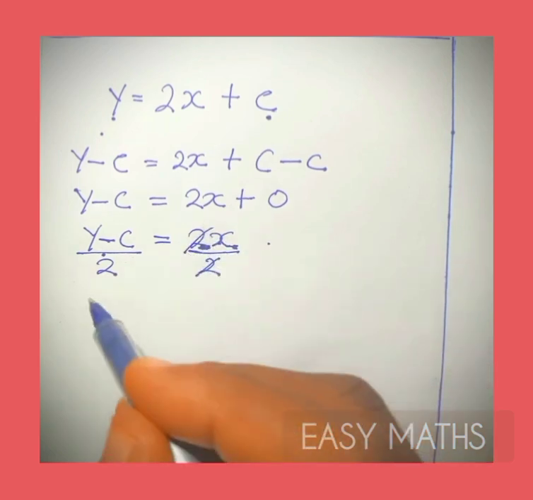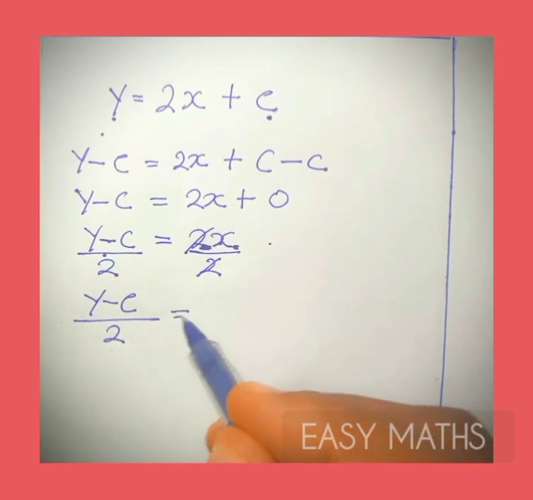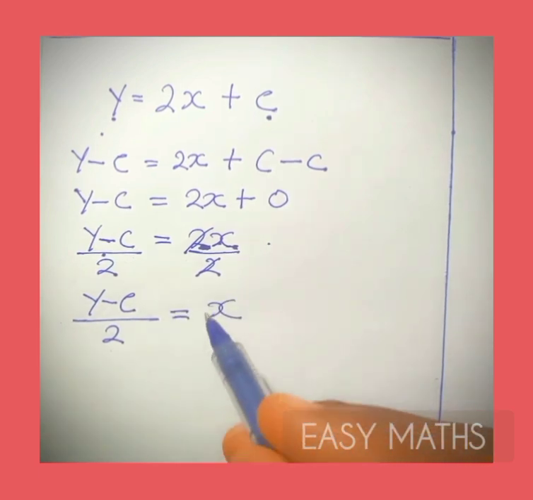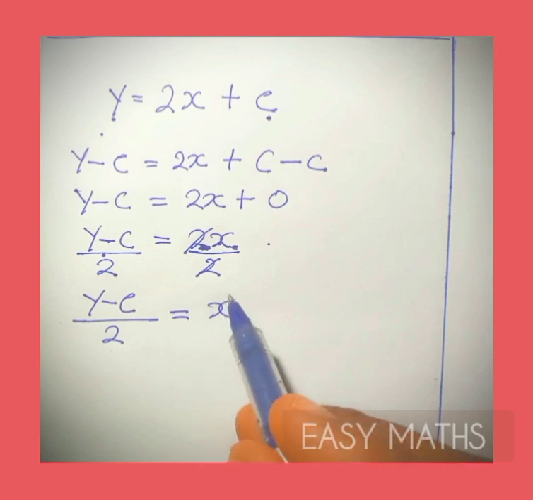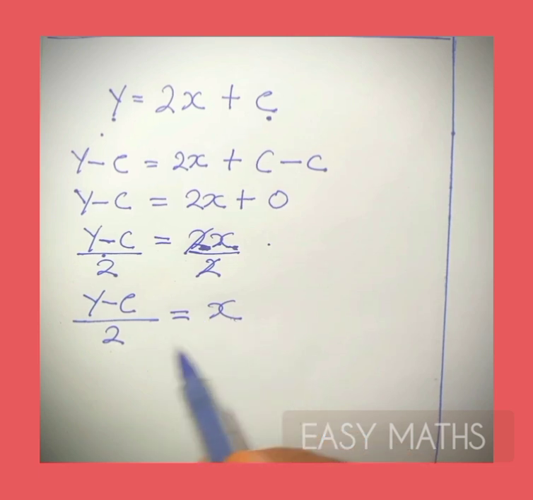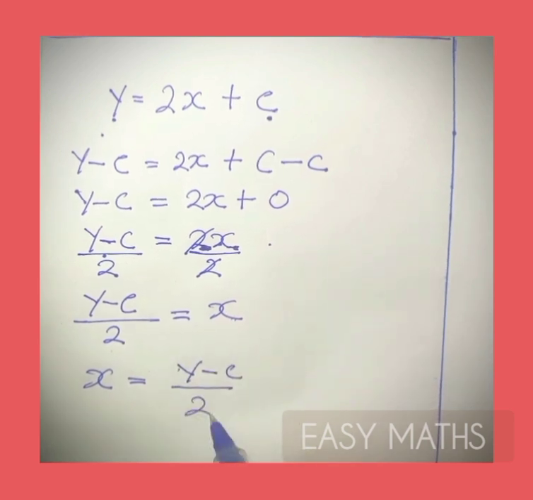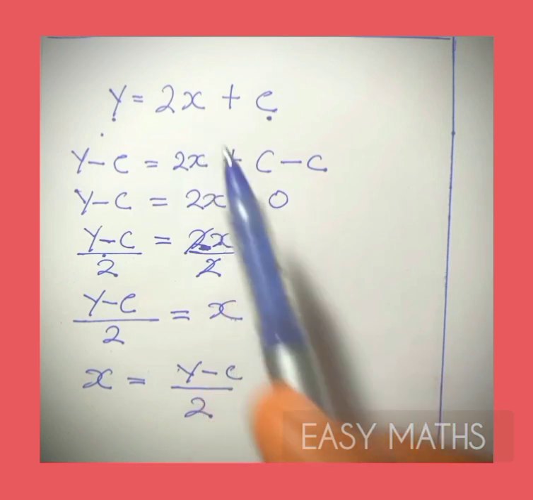2 cancels 2, and we have y minus c all over 2 equals x. So you can see that we now have only x on one side. The conventional way to write formulas is to make sure that the subject is always on the left hand side. So we can rewrite this equation as x equals y minus c over 2. So this is how we make x the subject of the formula here.